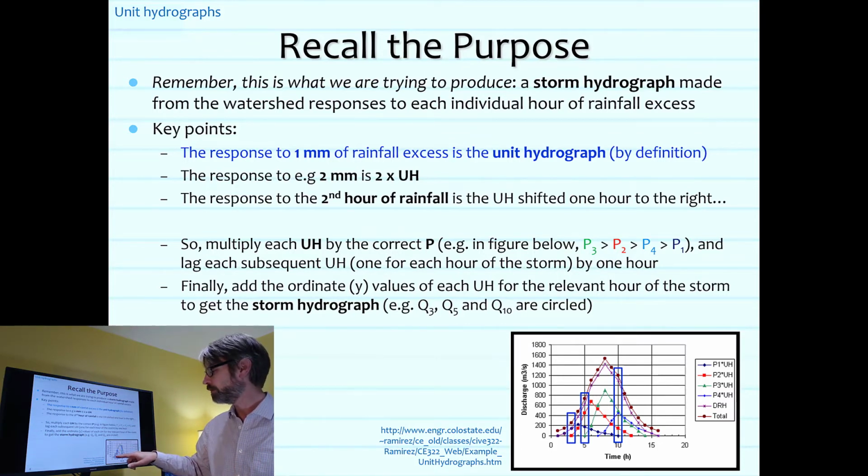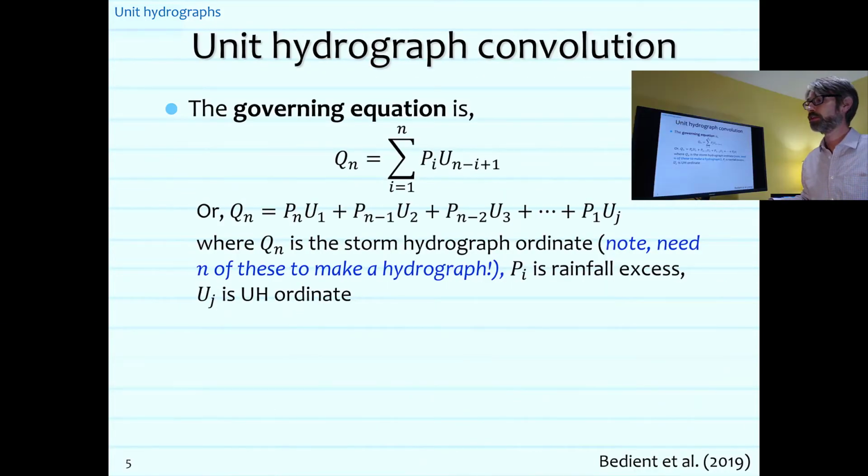Then if I have the base flow, I can scale it to get the total storm hydrograph here as the set of circles, the brown-purple circles. Okay, so that's our purpose. That's what we're trying to do, is develop this either storm hydrograph here or just the direct runoff hydrograph below it. This is the equation that we can use to do this.